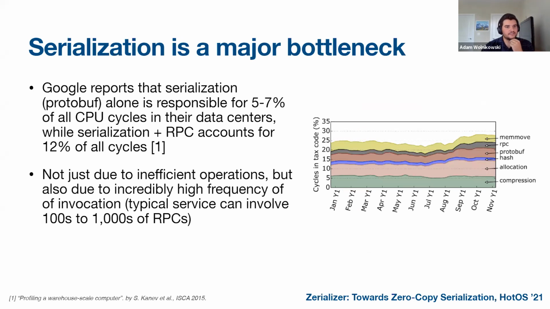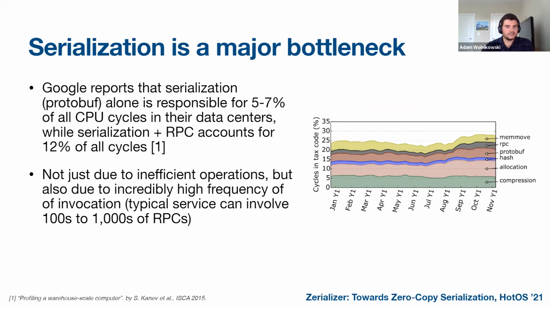It turns out that serialization is in fact a major bottleneck. Google reports that serialization alone is responsible for 5 to 7% of all of their CPU cycles in their data centers. And if you include the associated RPC costs, you get to 12% of all the cycles. So this really is a sizable chunk of data center performance.